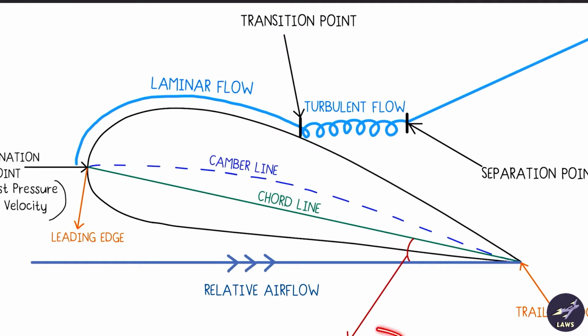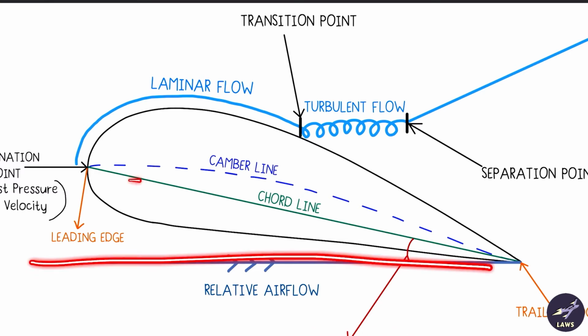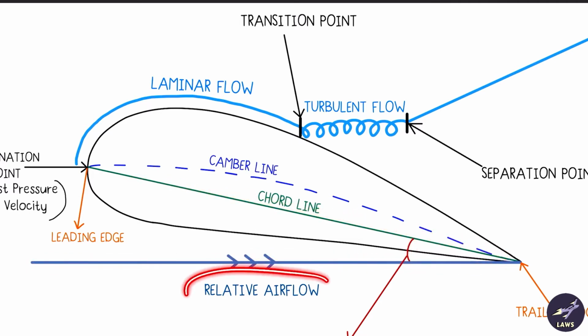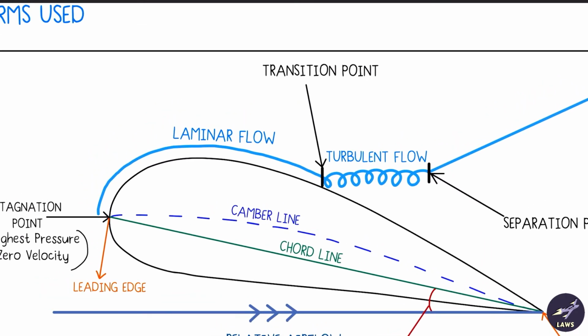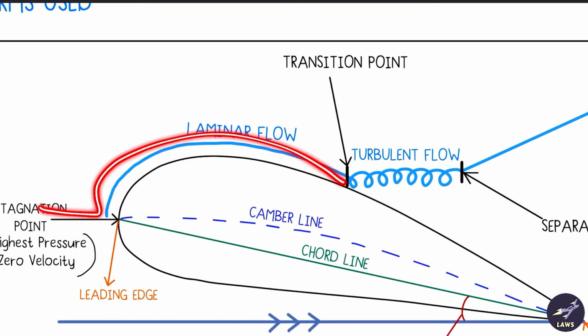Then we have angle of attack. It is the angle between the relative airflow and the chord line. Okay, this angle is the angle of attack. This relative airflow is unaffected by the presence of the aircraft. Okay, so we have the airflow here.